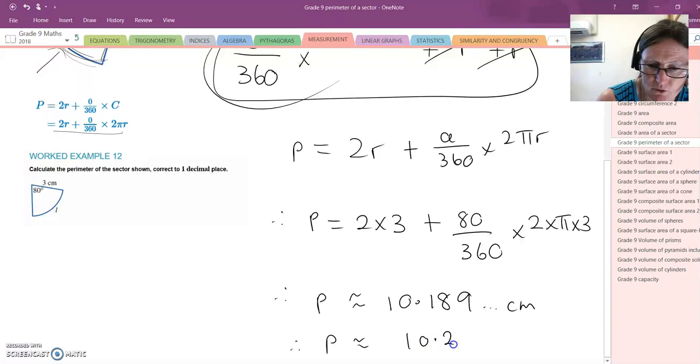and if we're asked to do that to one decimal point, we would say that was 10.2 centimetres, because for one decimal point, there's my one decimal point. I look at the number afterwards, it's an 8, which is bigger than 5, so this 1 has to move up 1 to a 2.